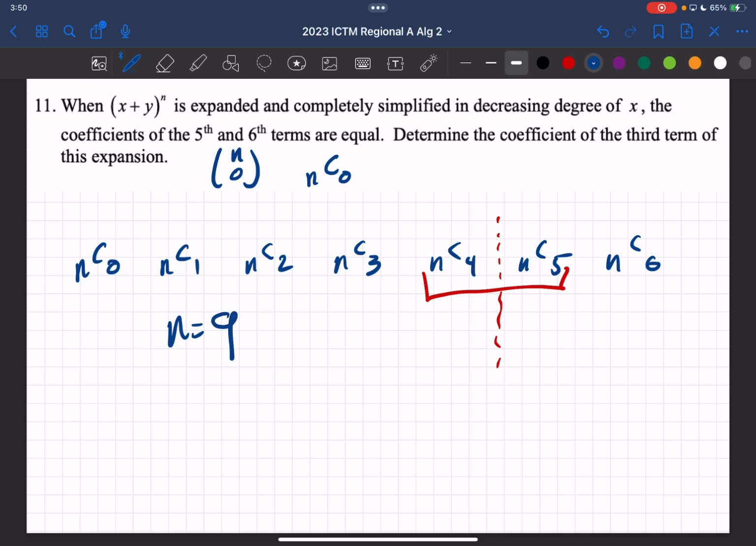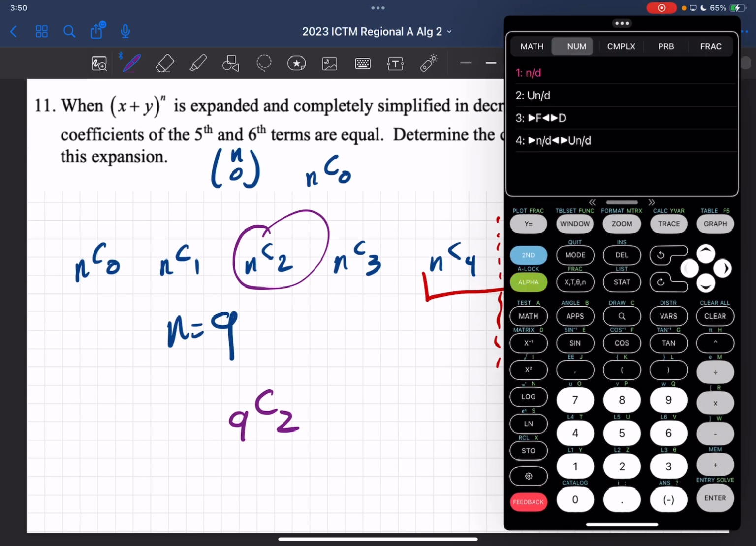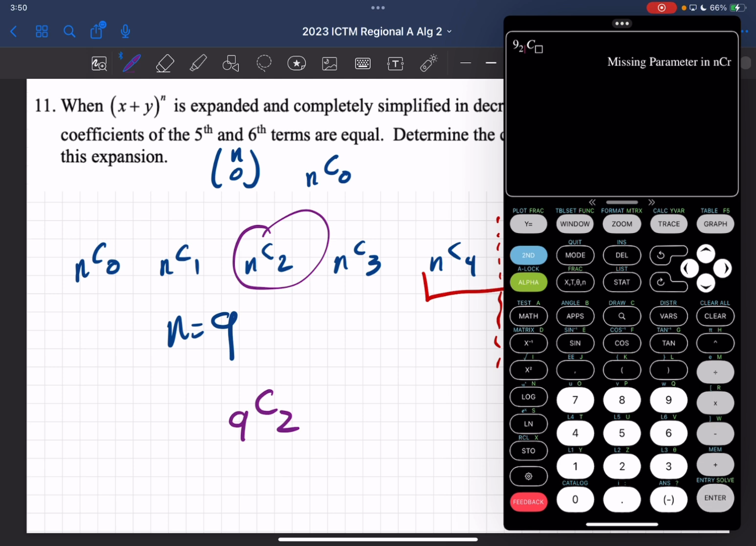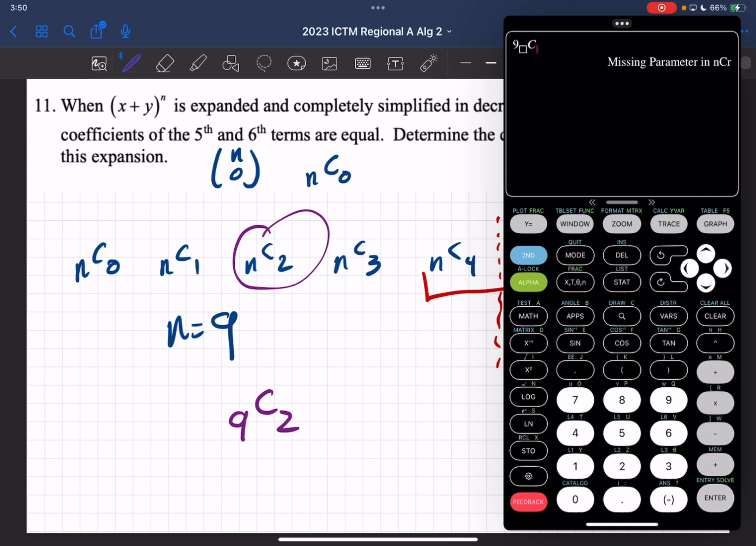Now we want to determine the coefficient of the third term of this expansion. Now the third term is going to be that. So 9c2. So we have 9c2. Whoops. So 9c. All right, so 9c2. Let's fix that. Calculator says 36.